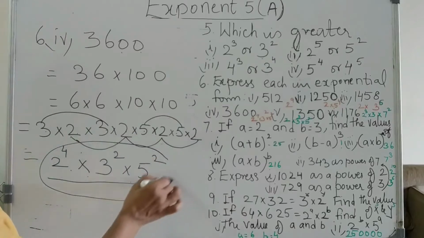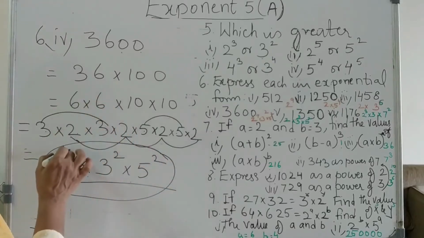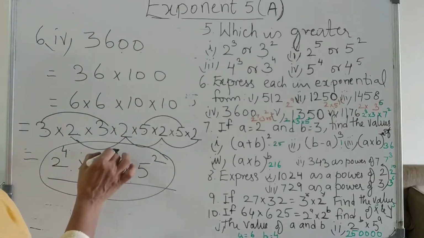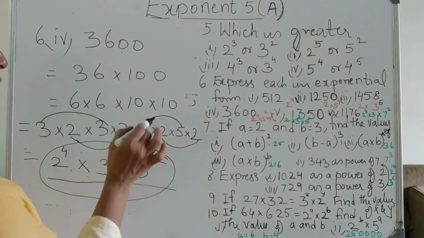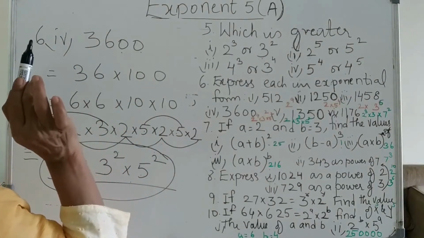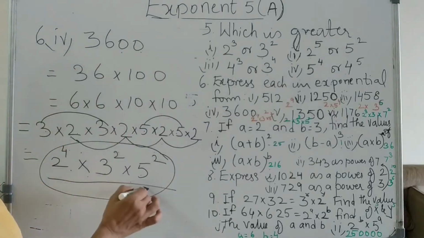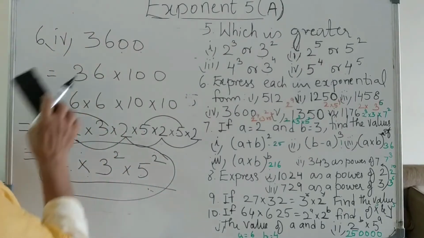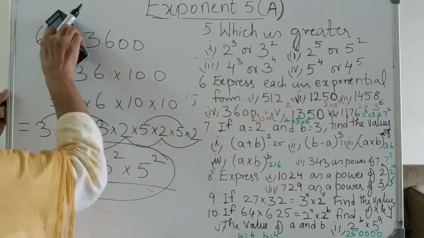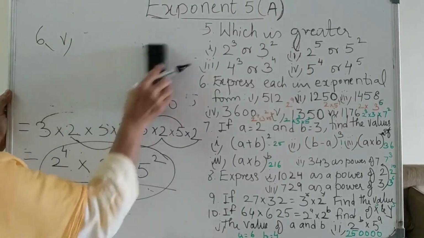So this is in exponential form. 2 is the base, 4 is the exponent, 3 is the base, 2 is the exponent, 5 is the base, 2 is the exponent. So this is the 6/4 sum written in exponential form. Now we go to the fifth sum.